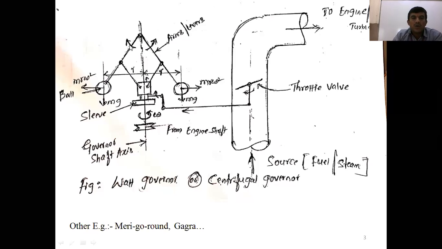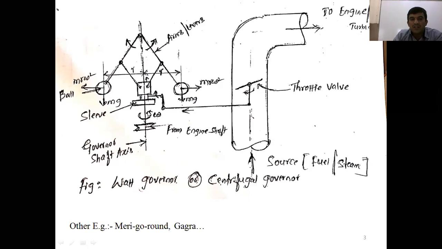In the upper arms, one end is pivoted at the governor shaft axis, and at the other end the governor balls are attached. One end of each lower arm is attached to the upper arm at some portion, and the other end of the lower arm is attached to a sleeve. The sleeve is a component that moves vertically along the governor shaft axis, right? Then linkages or a mechanism are attached between the sleeve and the throttle valve of the engine.